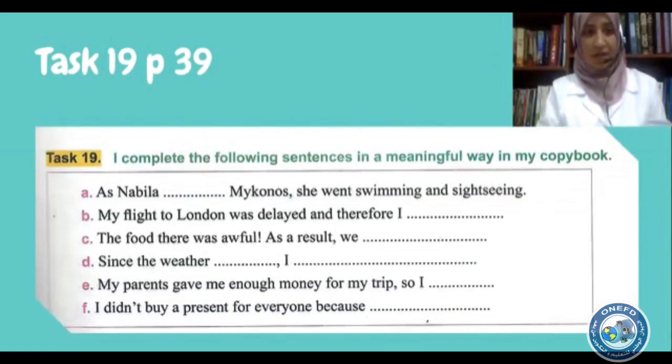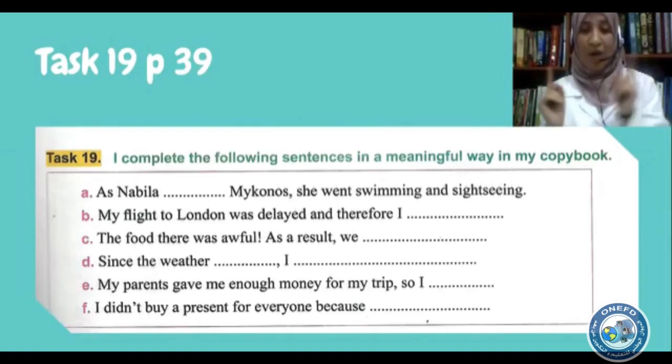Now please let's go back to our school book on page 39, task 19. So here we have the task. Read and complete the following sentences in a meaningful way in your copybook. So here we have sentences from A to F. We have missing parts in each sentence. You are going to imagine this part and write it down to form a full and correct sentence.